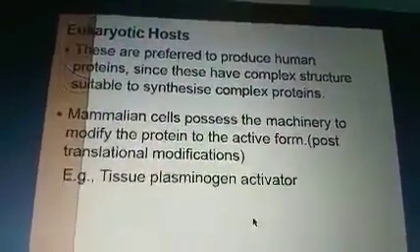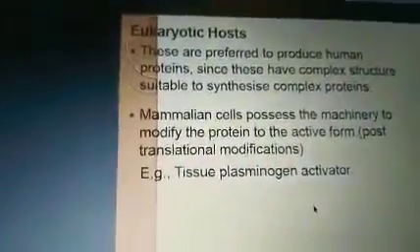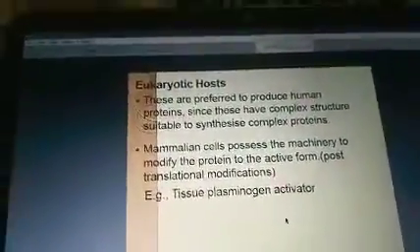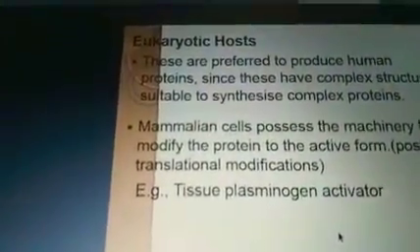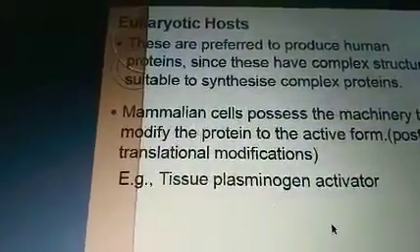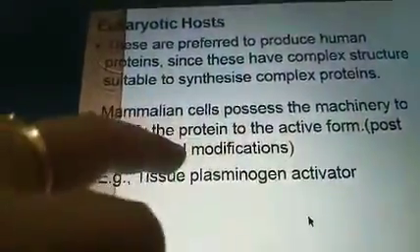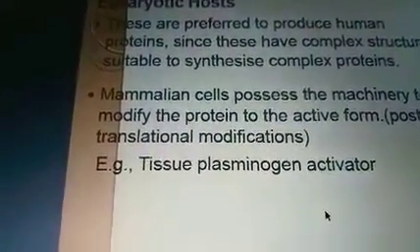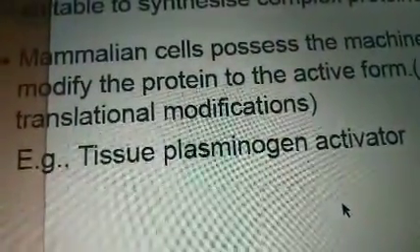Eukaryotic hosts are preferred when we talk about medical application of recombinant DNA, so it becomes very essential to create the recombinant proteins, or the development of the recombinants, in eukaryotic cells. These are preferred to produce human proteins since they have complex structure. Mammalian cells have the machinery to modify the proteins to active form, leading to post-translational modifications, for example tissue plasminogen activator.